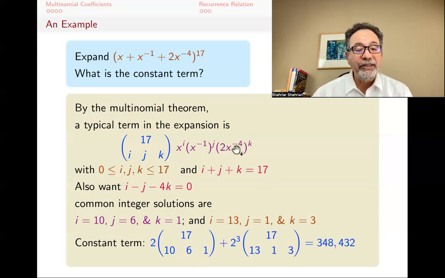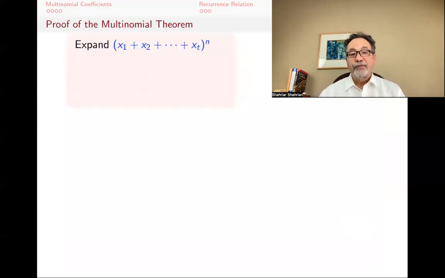But remember, when k is 1, this term here has a 2, so that also gets multiplied. So I have 2 times that. When k is 3, that 2 becomes 2 cubed, so I have to remember to multiply by 2 cubed. But the multinomial coefficient is 17; 13, 1, 3, which is what i, j, and k are. And if you find that, if I haven't made a mistake, most likely I have, it is 348,432.